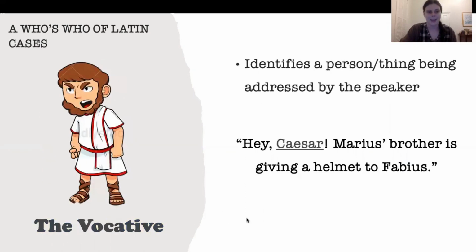Okay, then we've got the vocative, a very shouty case because it's identifying a person or thing that's being addressed by the speaker. So in the sentence, hey Caesar, Marius's brother is giving a helmet to Fabius, Caesar is going to be in the vocative case, right? Because Caesar's the person who's being addressed. We've got the famous et tu Brute, in which case Brutus is in the vocative, right? It changes from Brutus to Brute because Caesar's directly addressing Brutus.